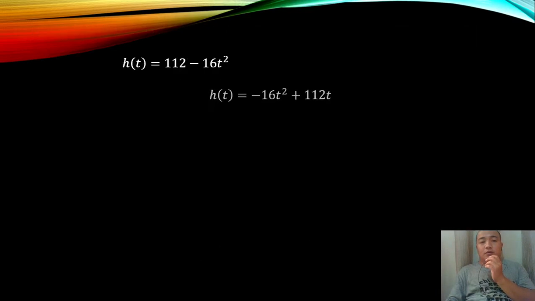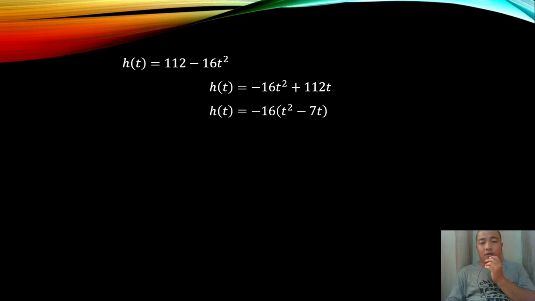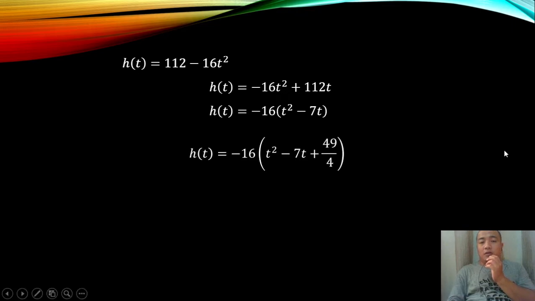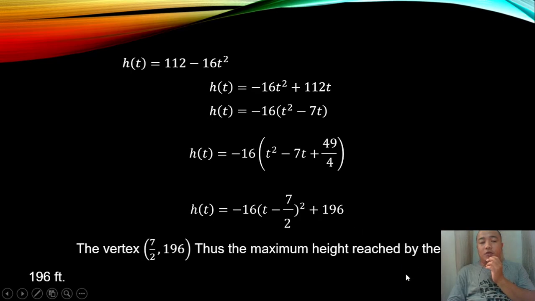So from here, we have h of t equals negative 16t squared plus 112t. We have h of t equals negative 16 times the quantity t squared minus 7t. We factor that. Then, divide 7 by 2. 7 halves, squared, is 49 over 4. So, therefore, the vertex form of 112 minus 16t squared is negative 16 times the quantity t minus 7 halves, quantity squared, plus 196. What is k? 196. That is now the maximum height reached by the object, 196 feet.